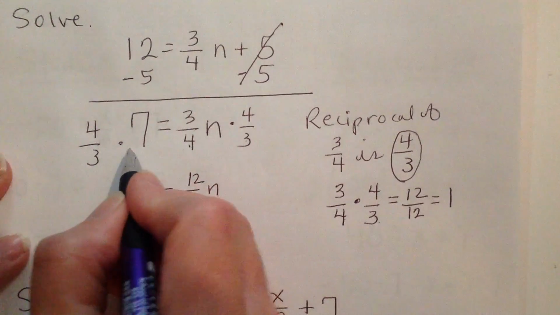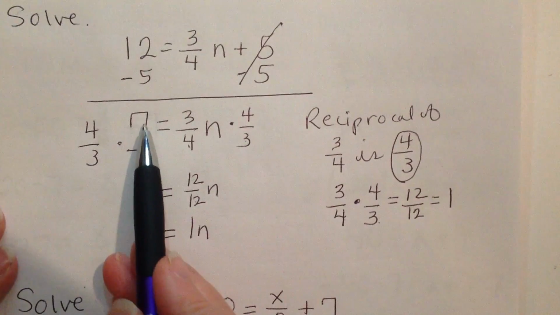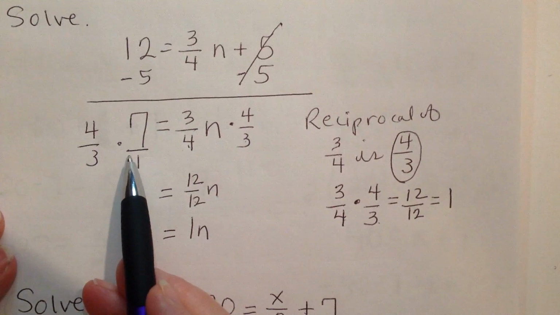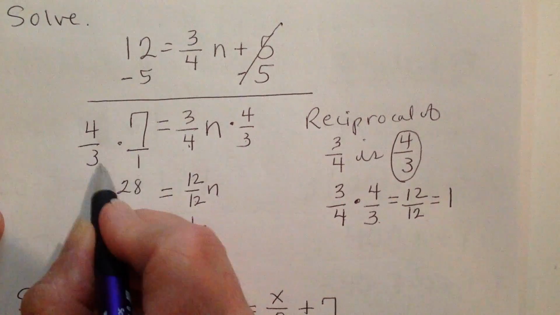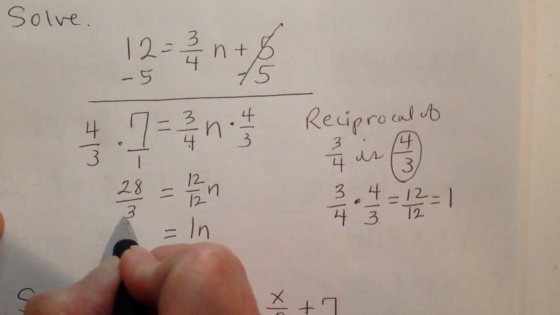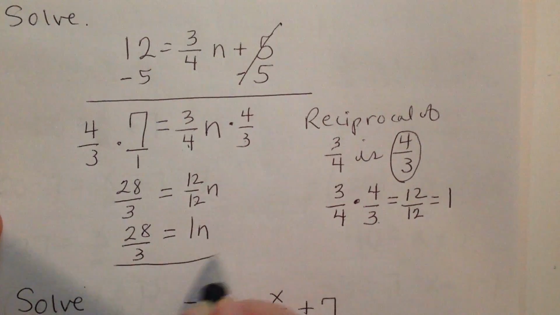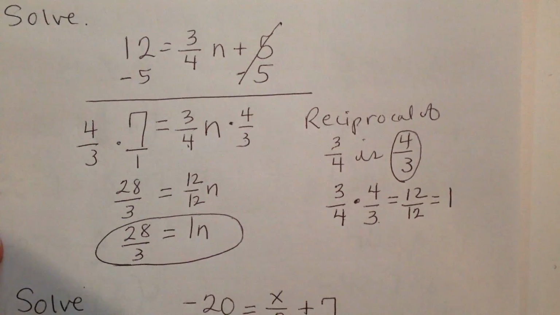On the left-hand side, to multiply a fraction times a whole number, place 7/1. Now you can multiply straight across. You have 4 times 7 is 28, and 3 times 1 gives you 3. We cannot reduce that fraction. Therefore, my final answer is n is equal to 28/3.